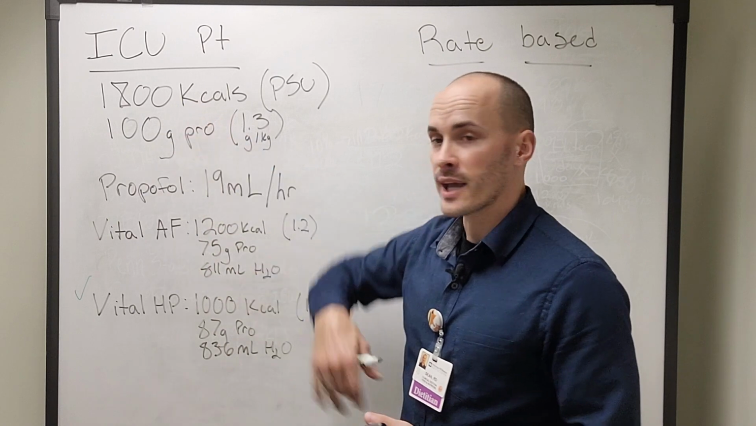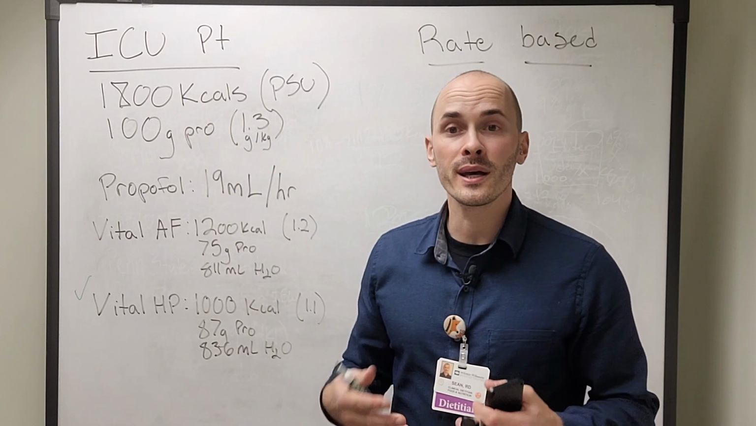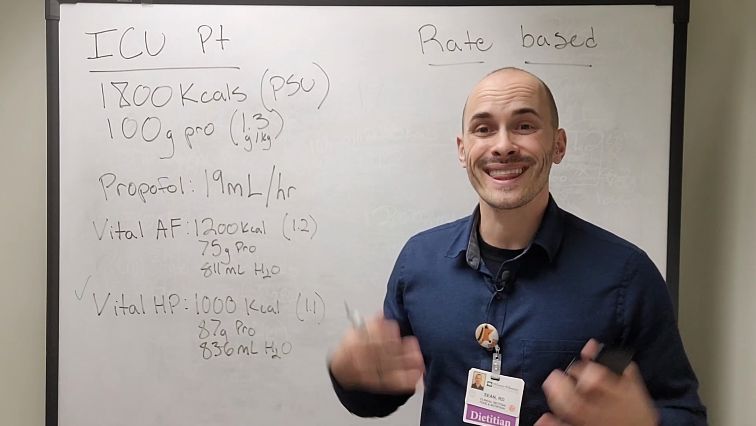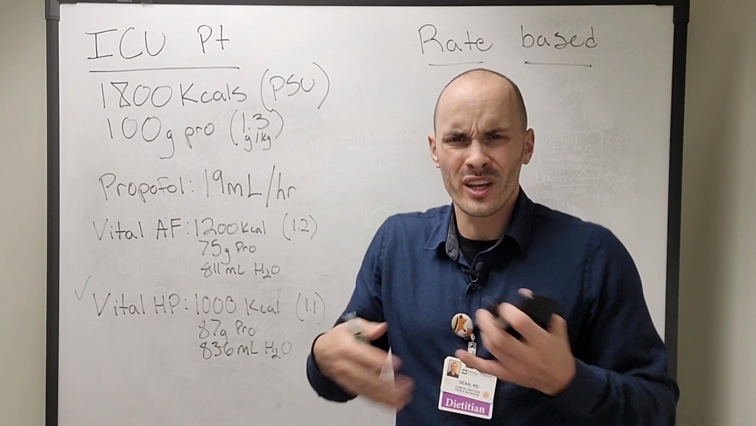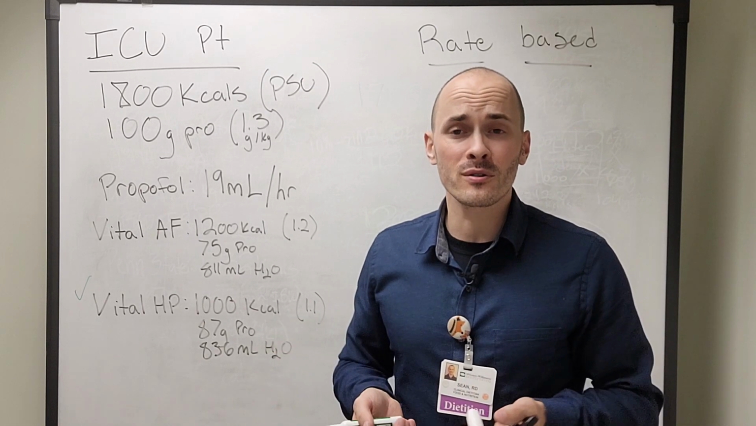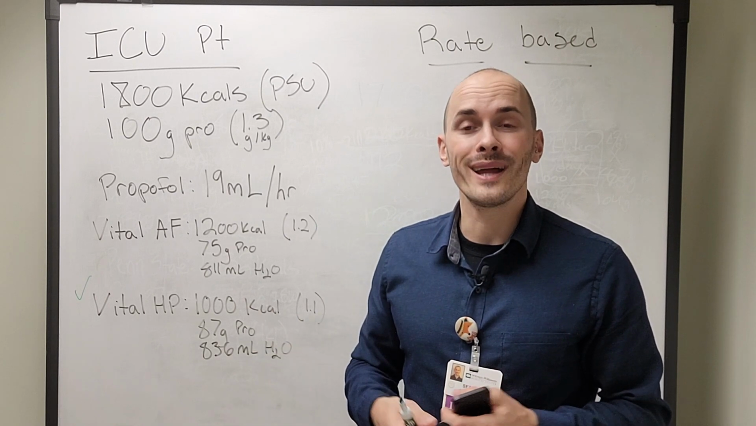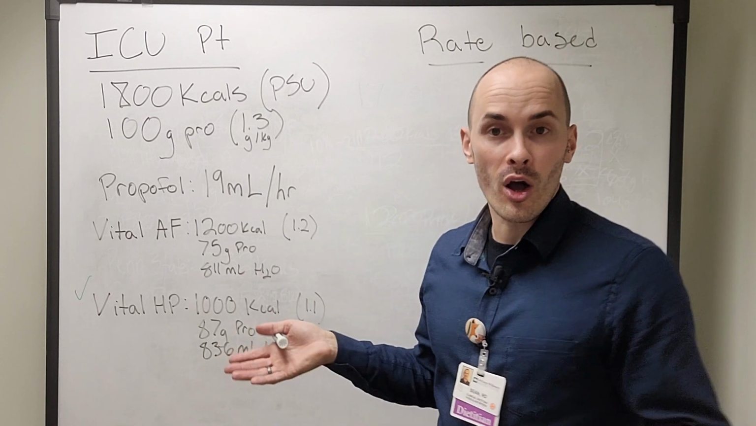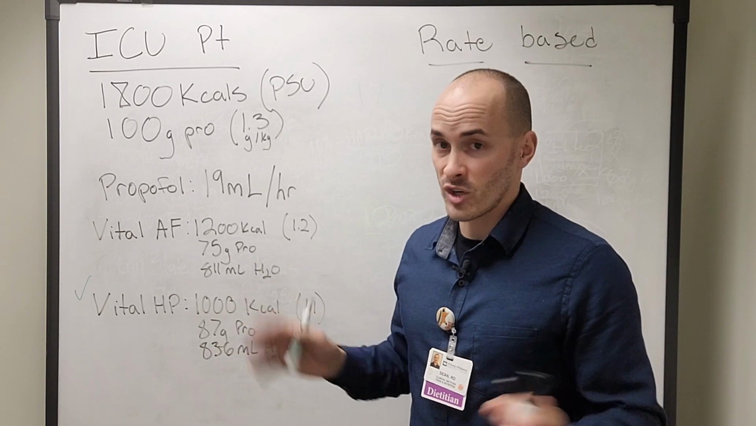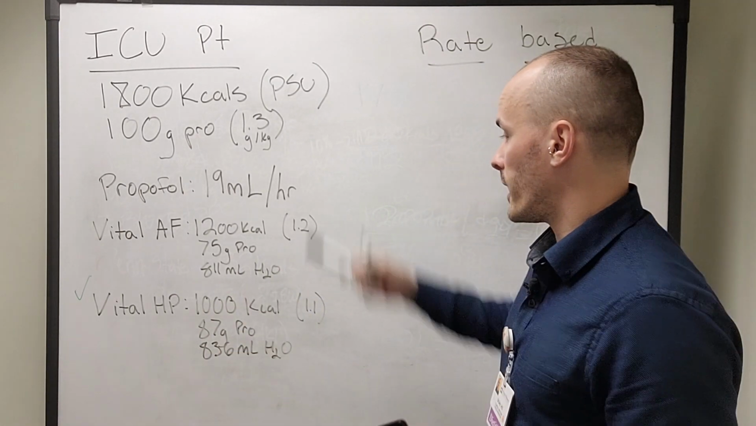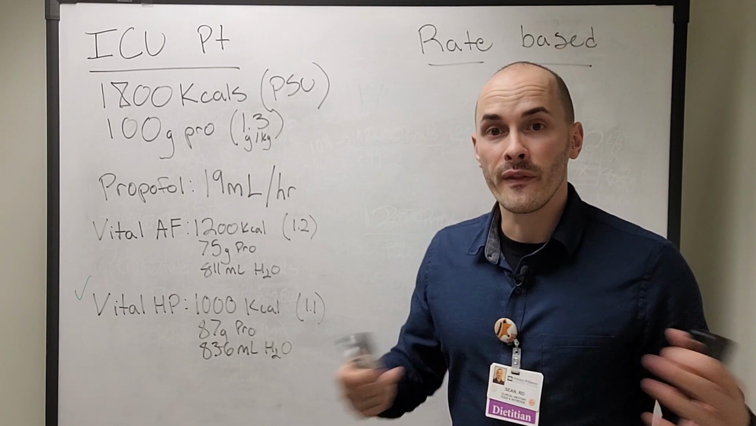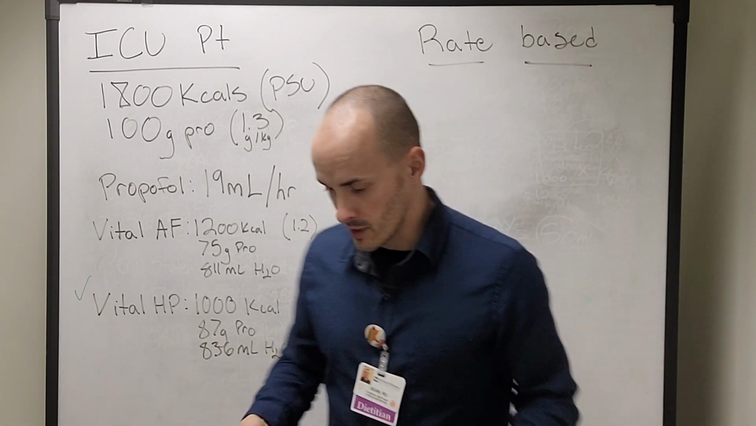So I changed the kcals and the protein here just a little bit so that we can do the math again together with weird, more difficult numbers, and I'll show you how I round the numbers and do the math when it's not so simple, because not all the time is the math going to be nice and straightforward. So let's go ahead and do the rate based, and then we'll do the volume based.